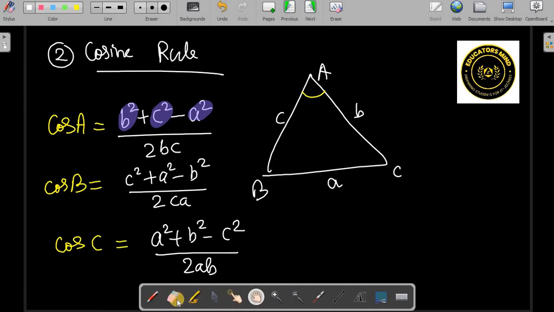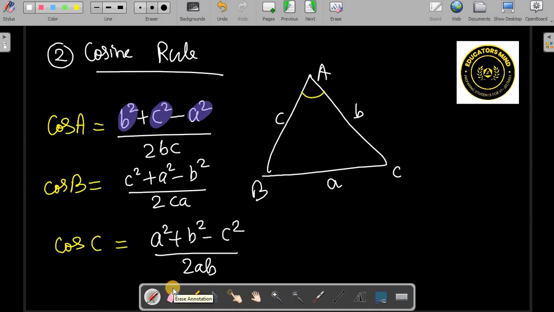So these are important formulas which we must know in order to approach the problems.